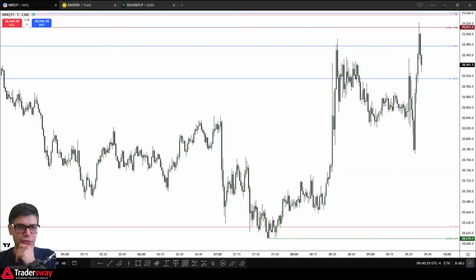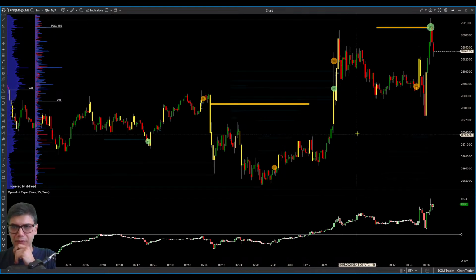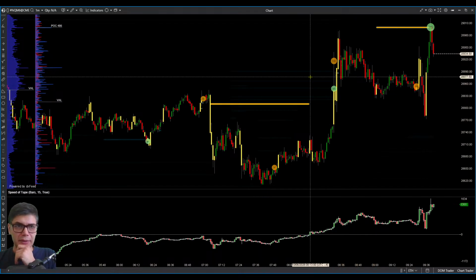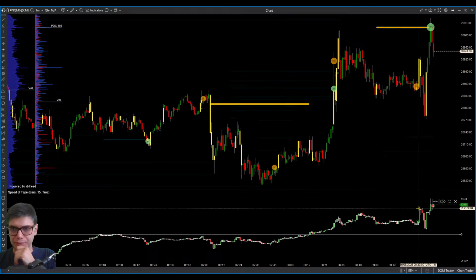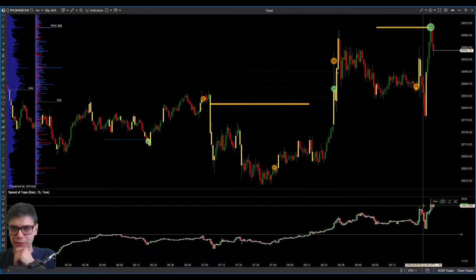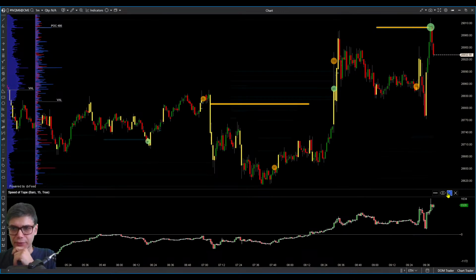I would like to check the order flow. Okay, the point of control 486 is at the highs. CVD shows a new high. It's healthy. No divergence here so far.